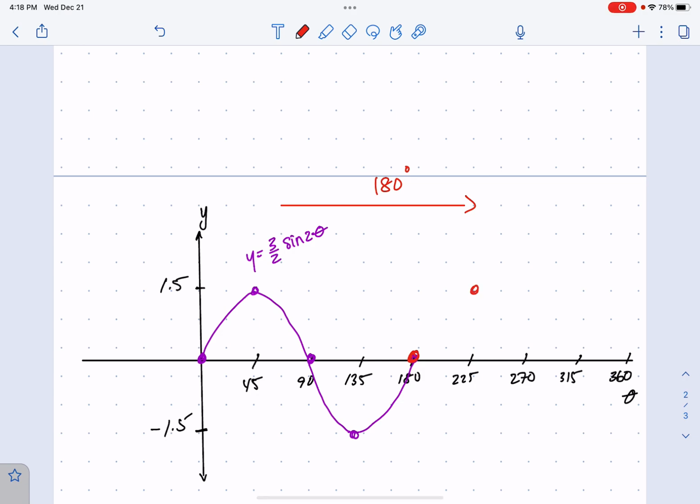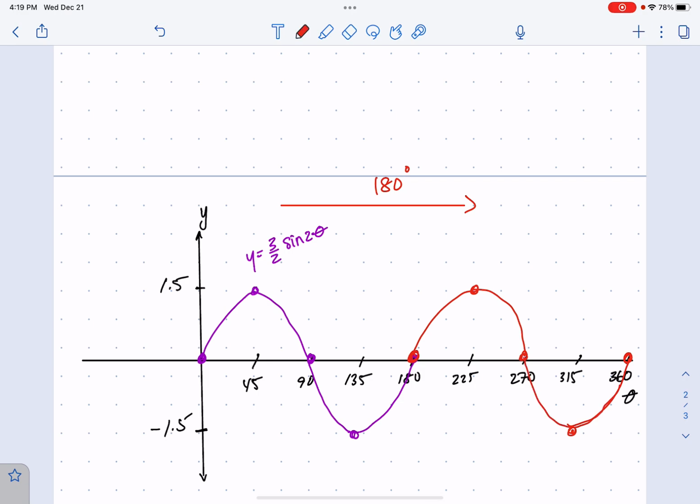This point gets moved to here. This point gets moved to here. This point gets moved to here. I think you can tell what's going to happen. Our wavelength gets moved. That was a horrible looking one, I would yell at you guys so bad for that.